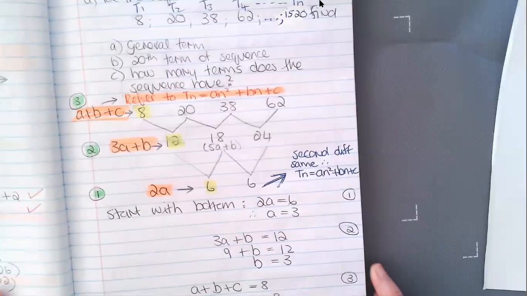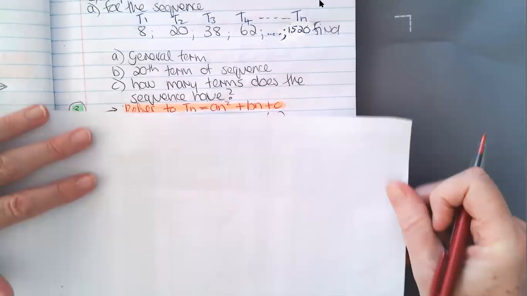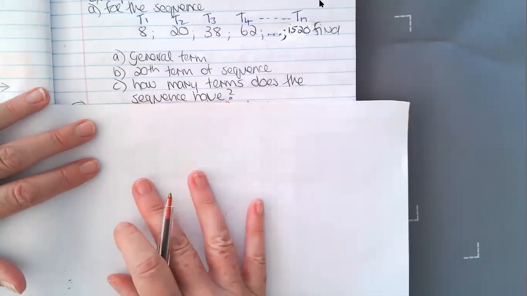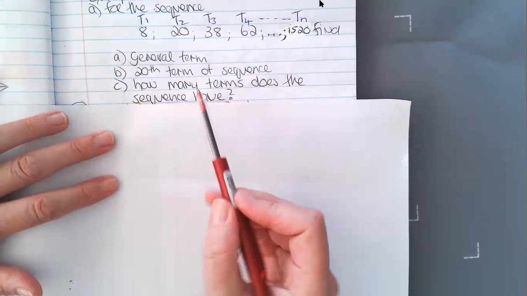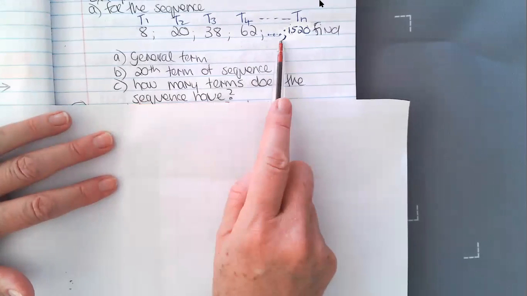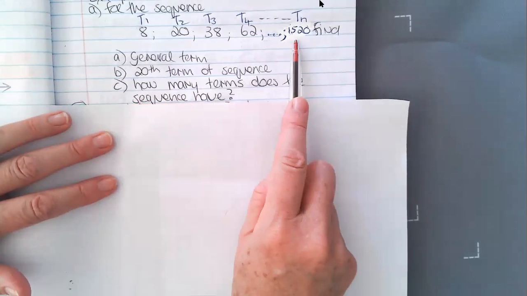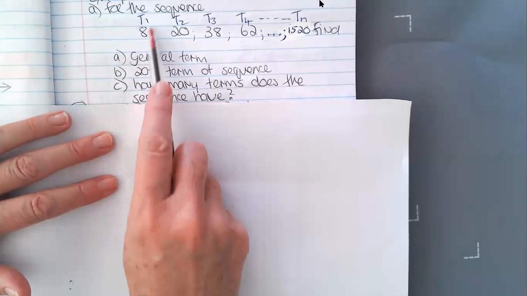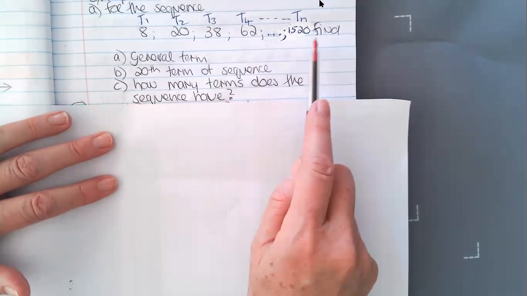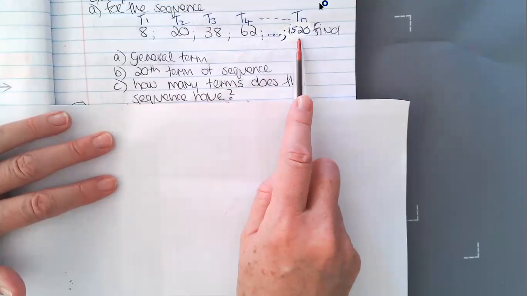So let's have a look here. How many terms does the sequence have? So we've got 820, 38, 62, and then a lot of terms in between, and then the last term is 1520. So that means we need to find term 1, term 2, term 3, term 4. We need to find the end of the last term. Then we know how many terms the sequence has.